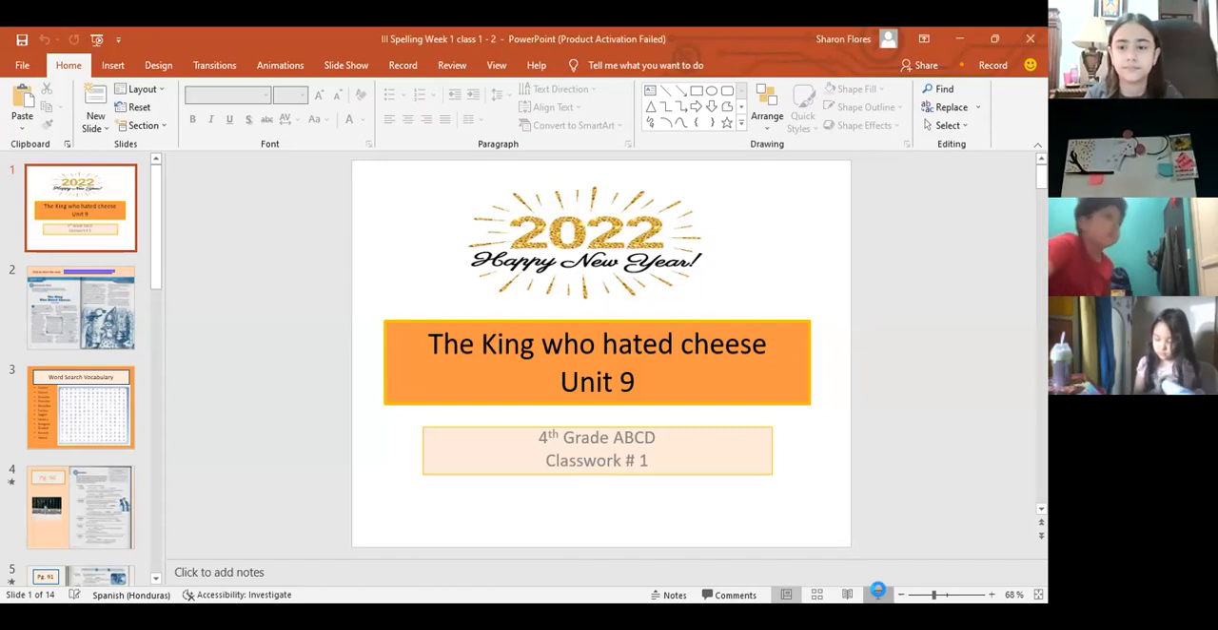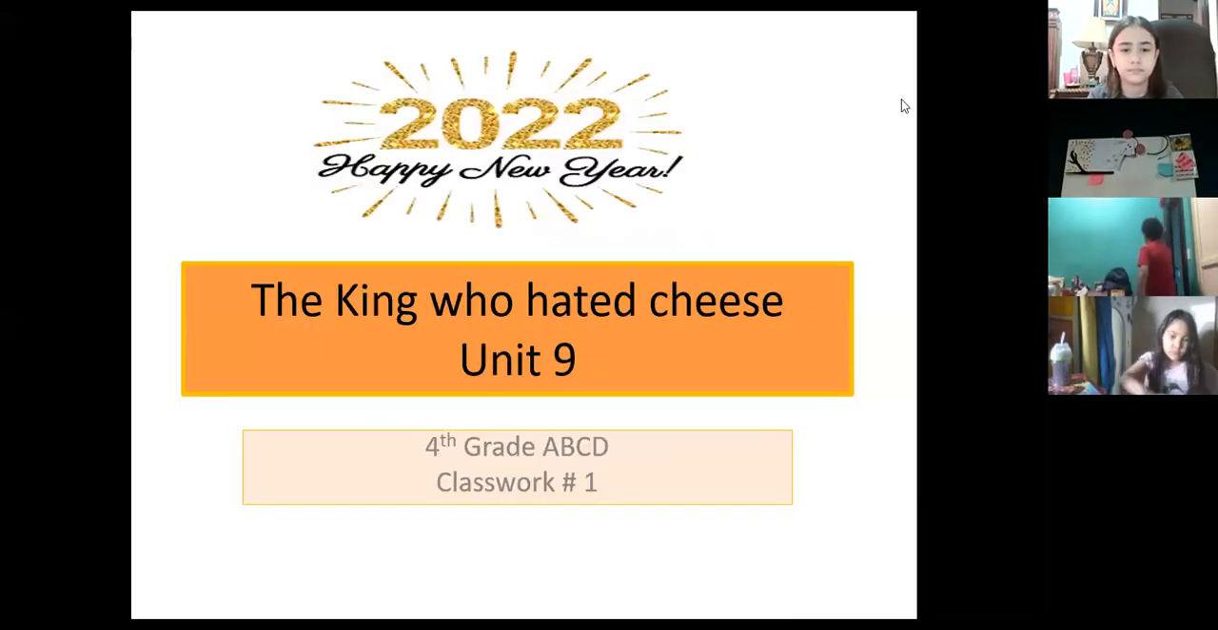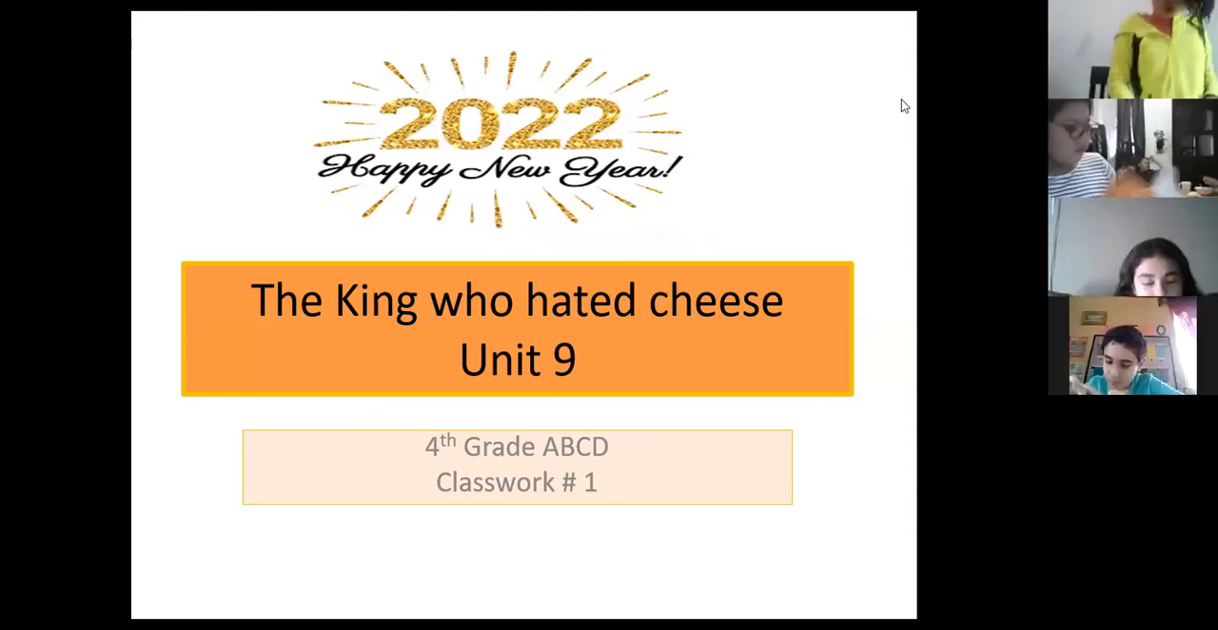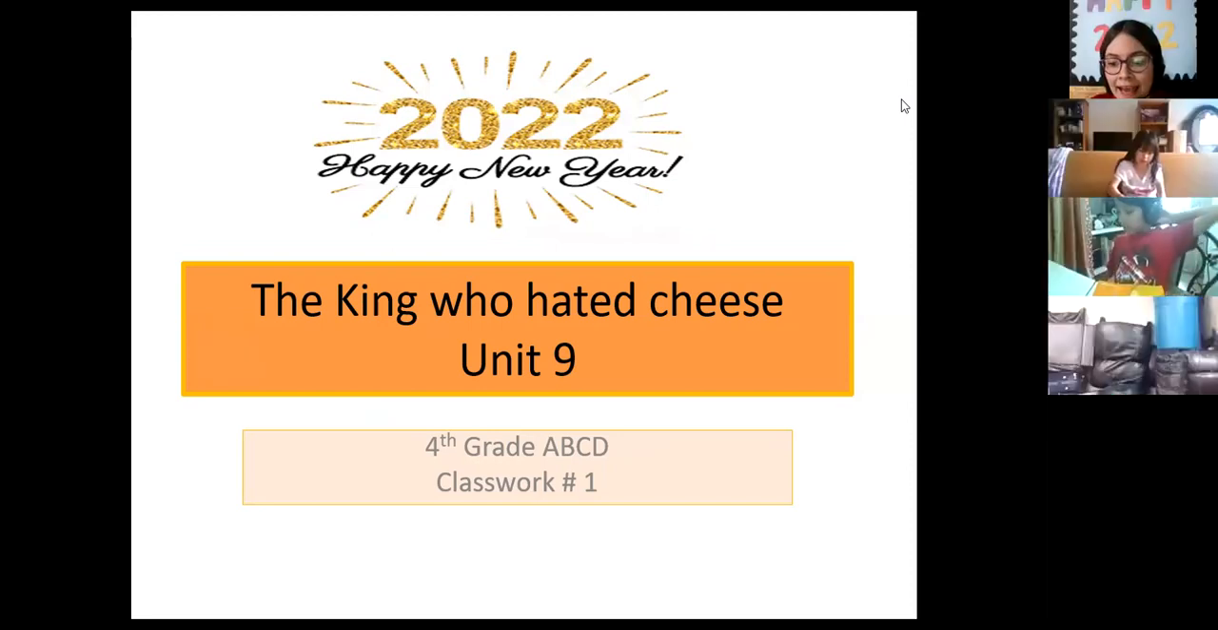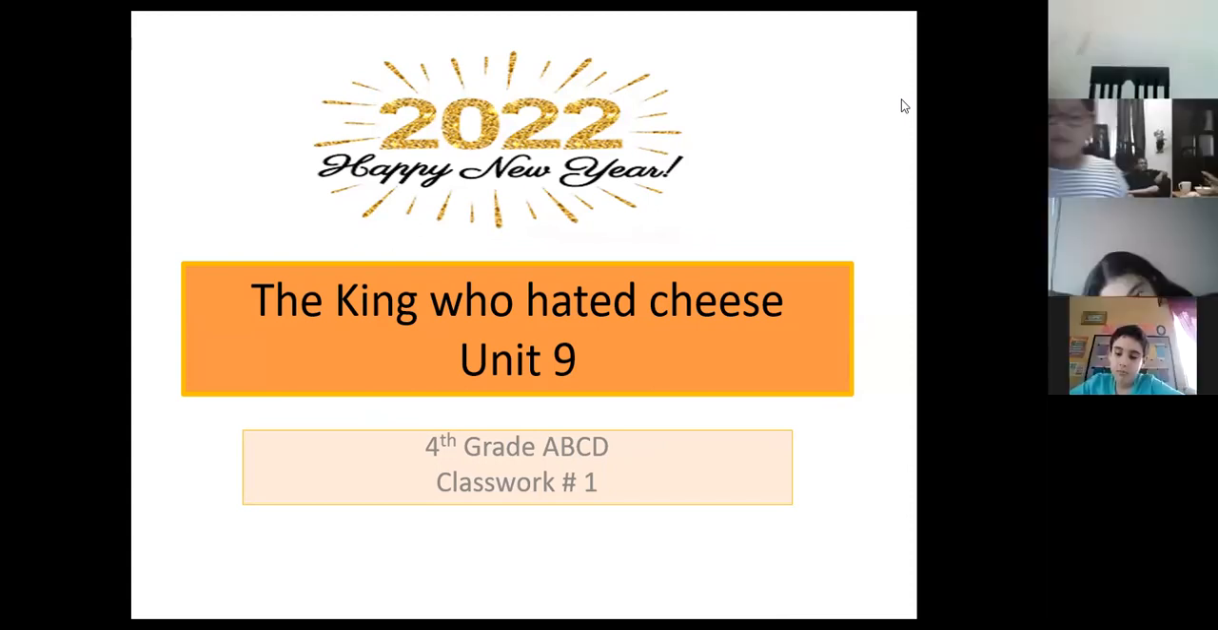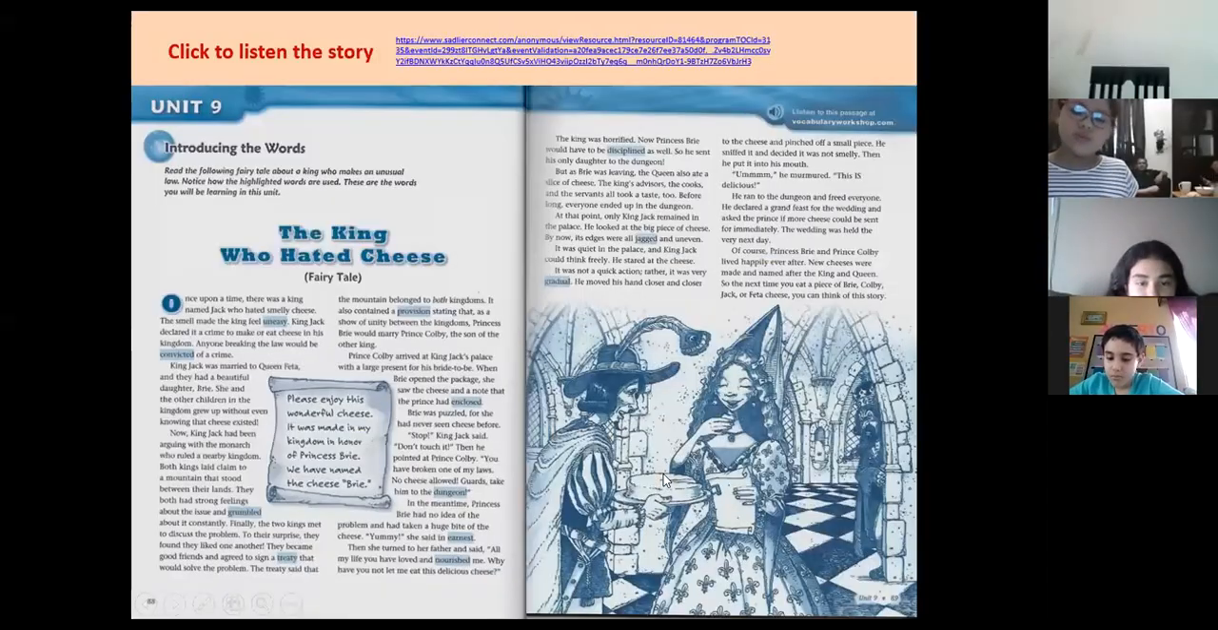We're going to review the unit number 9 vocabulary before we continue completing the next pages, because we need to use this vocabulary. We need to remember the vocabulary to complete the next pages, and also the synonyms and the antonyms, remember. We are in unit number 9, The King Who Hated Cheese. If you remember, yesterday we listened to this story. We'll click here and listen to the story, The King Who Hated Cheese.